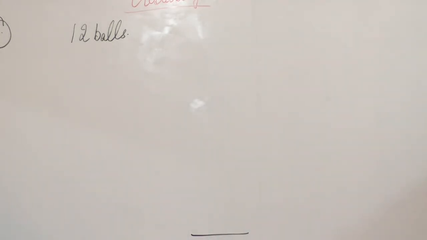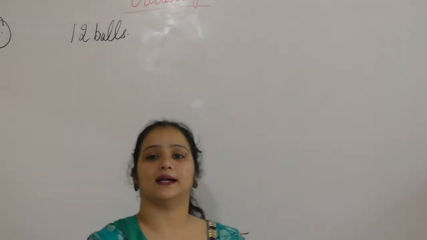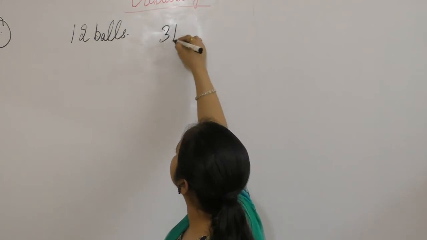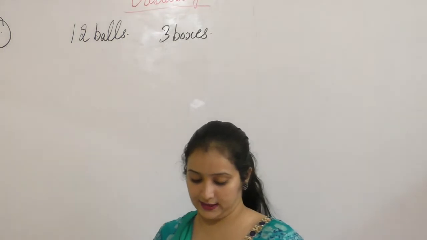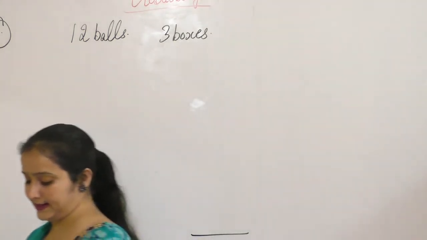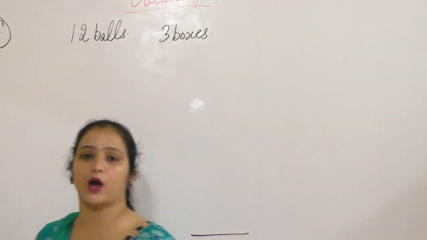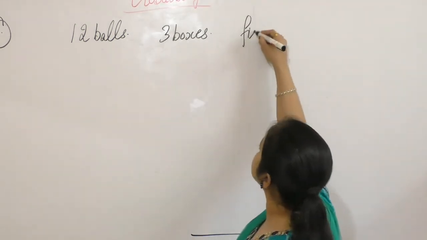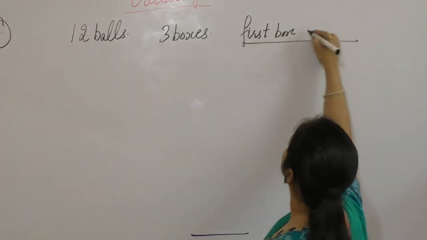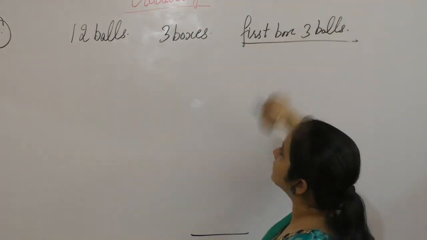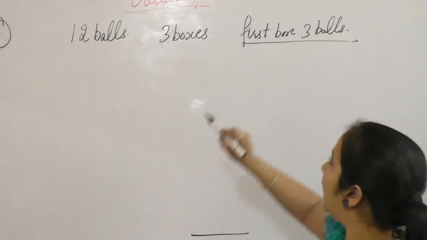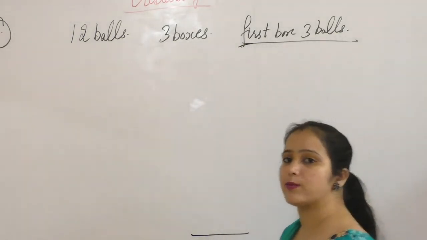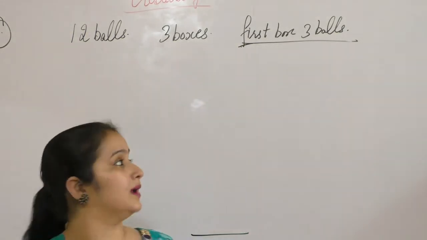Write down the statement. 12 balls are distributed among 3 boxes. Find the probability that the first box will contain 3 balls. What is the probability that the first box has 3 balls?